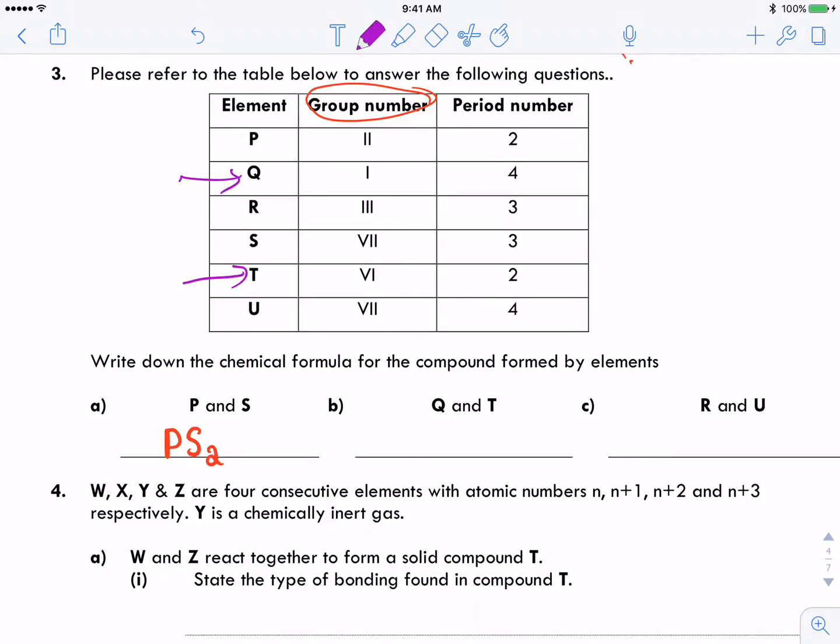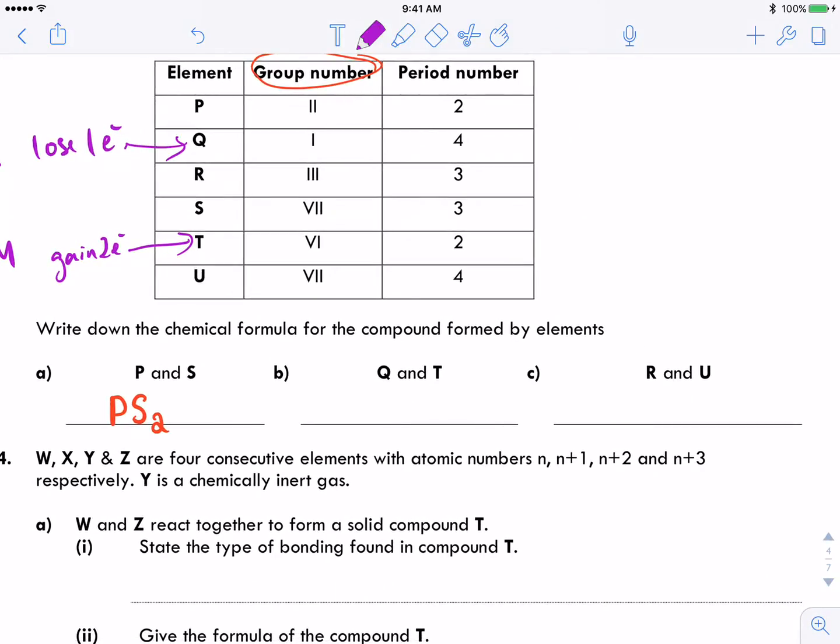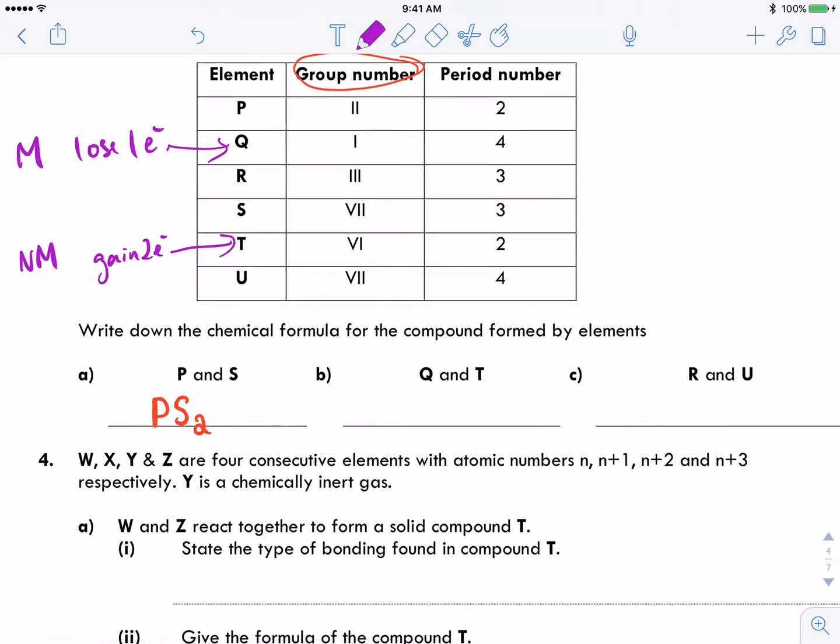Q is in group 1, so it should lose 1 electron. Okay, it's a metal since it loses electrons. T is in group 6, so it should gain 2 electrons. It is a non-metal. Metal, non-metal. Q should come first. Okay, lose 1 electron, gain 2 electrons. To balance, I must times 2 for Q. So Q must have 2 for every T.